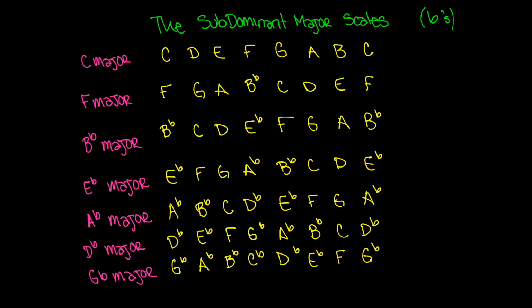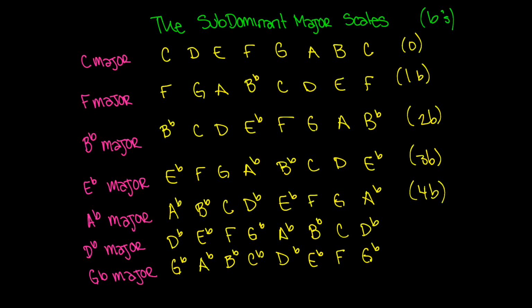And I noticed that C major, for example, has 0. F major has 1 flat. Let's see, B flat major has, looks like, 2 flats. E flat major is going to have 3 flats. Then we have A flat major. It looks like we have 4 flats for that.